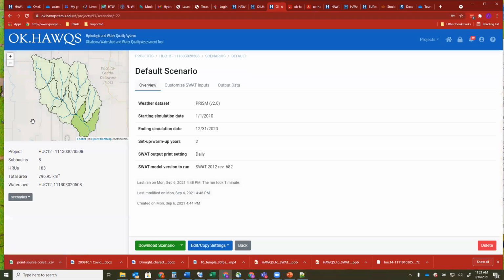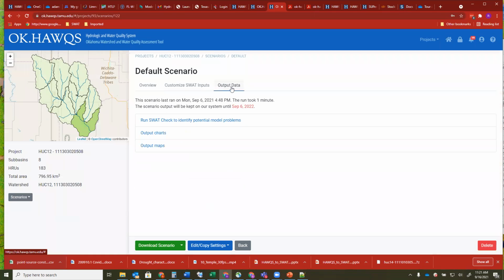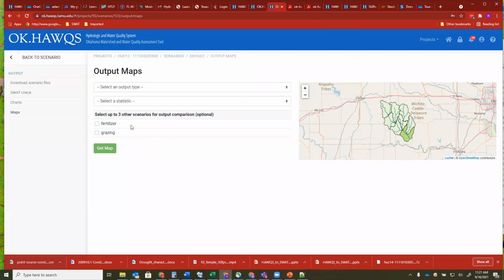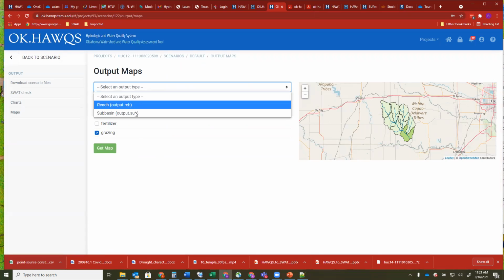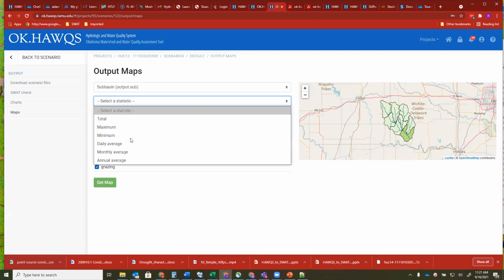So here, if I want to do the comparison map, for example, the one I was talking about, I will be able to take, let's say I want to compare that with the grazing. Okay, so I should be able to do that.